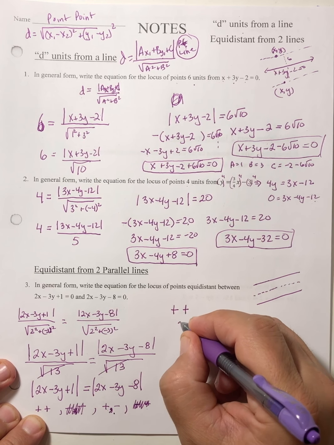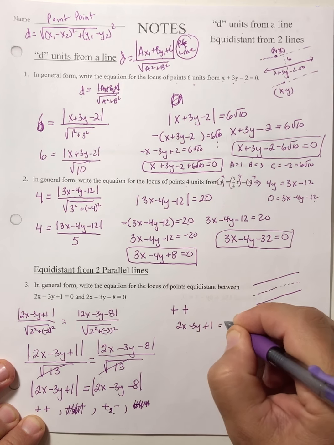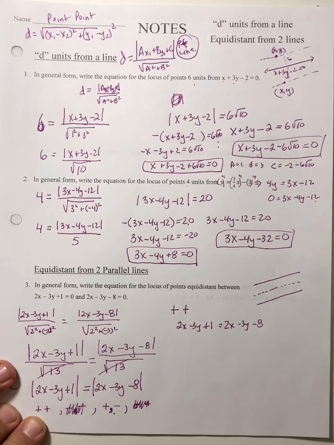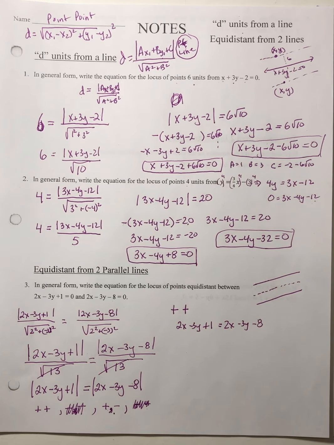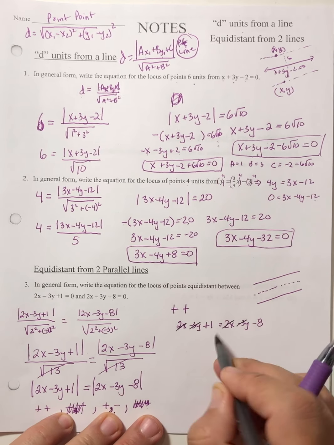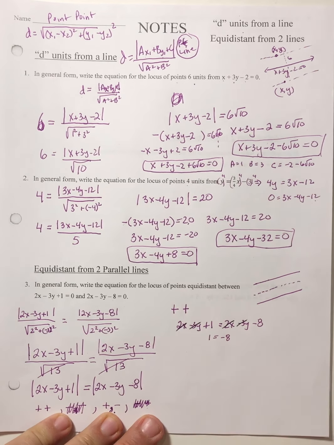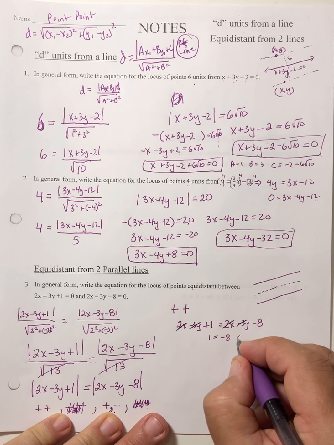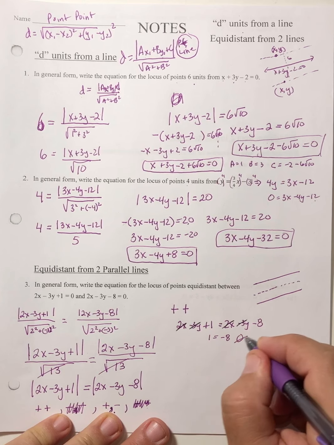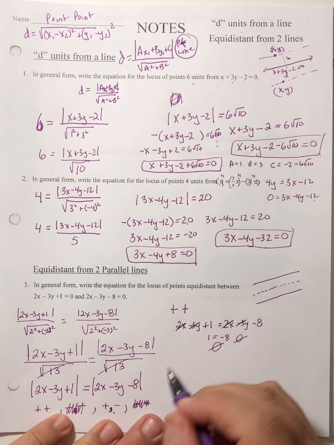So I have my 2x minus 3y plus 1 equals 2x minus 3y minus 8. Well, what happens here? That's right. 2x gone. Minus 3y is gone. I'm left with this expression, 1 equals negative 8. Does this mean anything for us? No. This side does not exist. So plus plus doesn't even exist for us. So this is empty. So that means our answer has to come from plus minus.